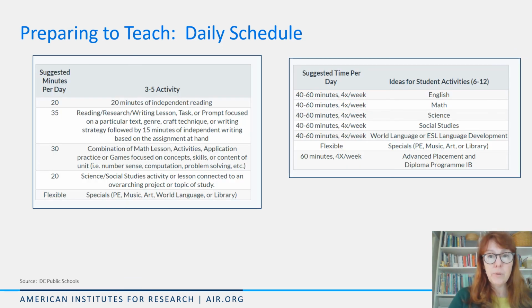So here's an example of what a daily schedule might look like. This is from Washington, D.C. Public Schools. You should check with your school administration to see if they already have guidelines in place for you. For students in grades 3 through 5, we're looking at less than 2 hours a day of direct instruction across all subjects. For middle school, we're looking at closer to 3 to 4 hours. And we want to keep in mind that independent work beyond this probably shouldn't be more than maybe 15 minutes at most per subject per day.